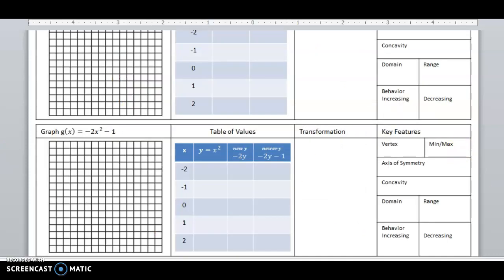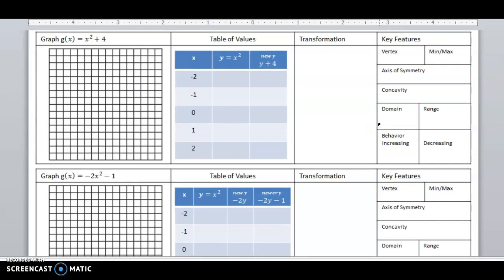Now in this slide, we are going to look at how we can use a table of values to graph a given function. Let's say g of x is equal to x squared plus 4. At this point, you should be familiar with the x values that we normally use in our table. So from negative 2 to positive 2. Although last time I mentioned that you can also use from negative 1 to positive 1 only.